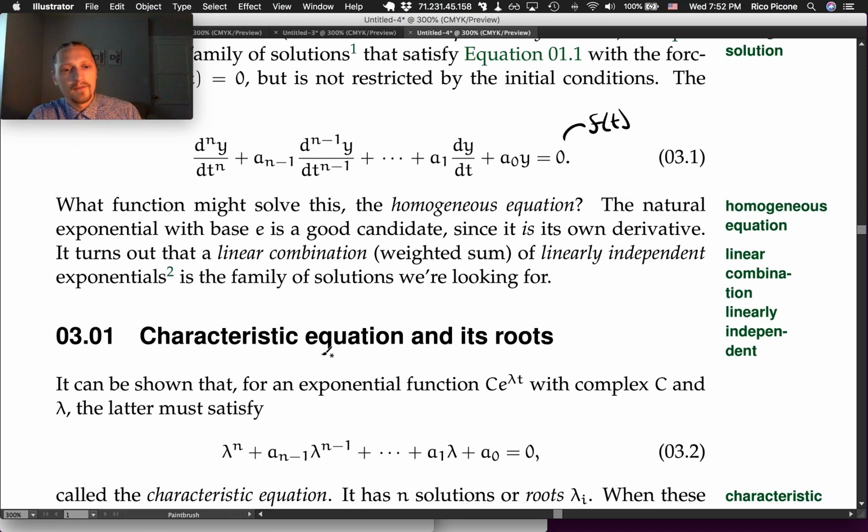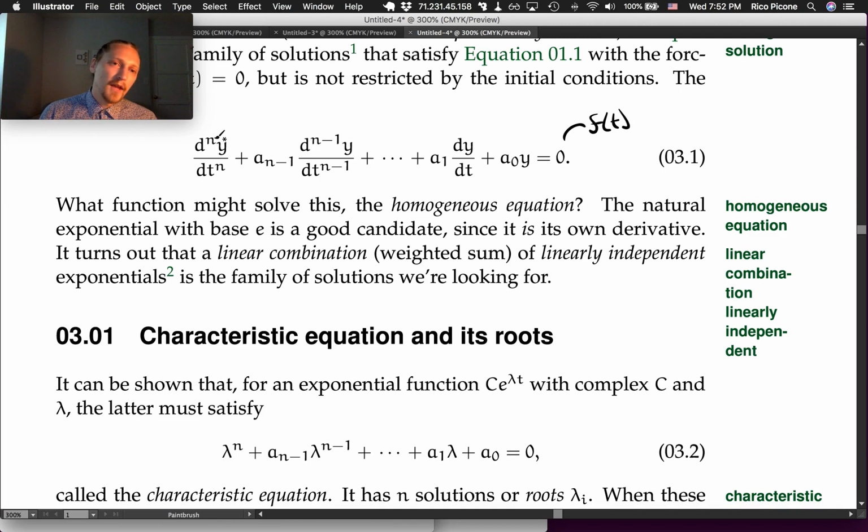So it can be shown that for an exponential function, c e to the lambda t, with complex constant c and complex lambda, the latter must satisfy this equation 3.2, which is called the characteristic equation. So let's break this down. It's lambda raised to the nth power plus a constant times lambda raised to the n minus first power. Sum them all up down to a 0 times lambda to the 0, which is just 1, equals 0. So this looks a lot like 3.1, and so we can actually see the correspondence here.